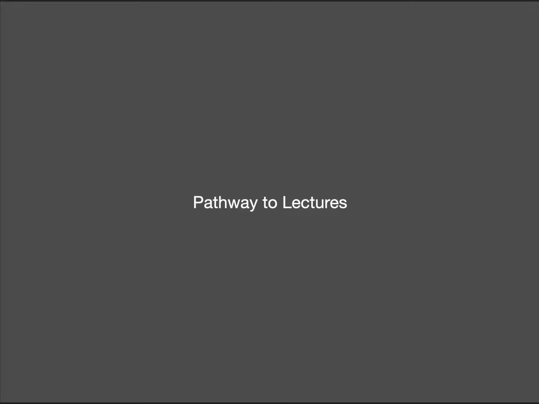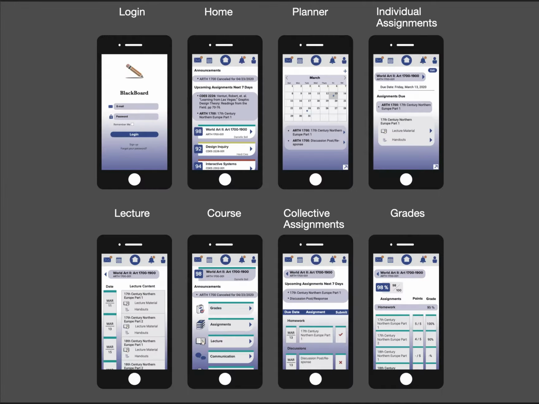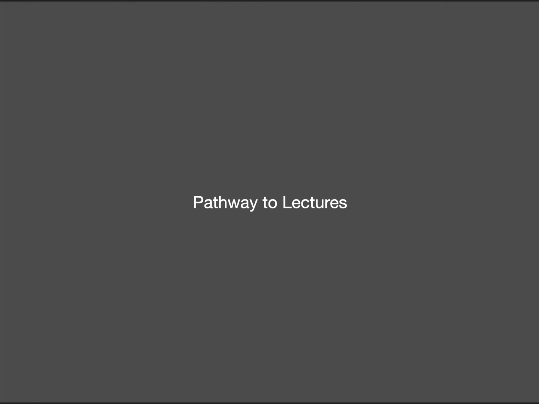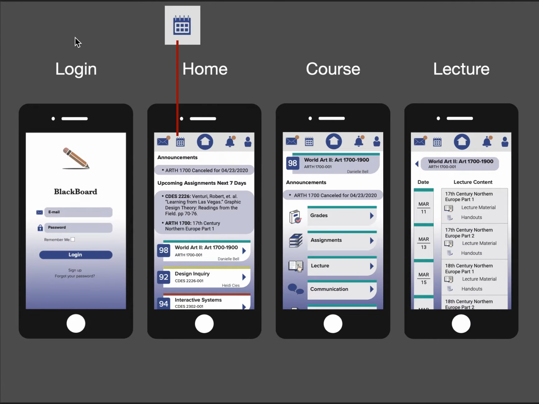So let me take you through a user scenario. And this will be our pathway to our lectures page. Say I am a student who missed a class in art history and I need to look at the lecture material that I missed. I would first go to the login page, put in my information, and then I would immediately be directed to my home page.